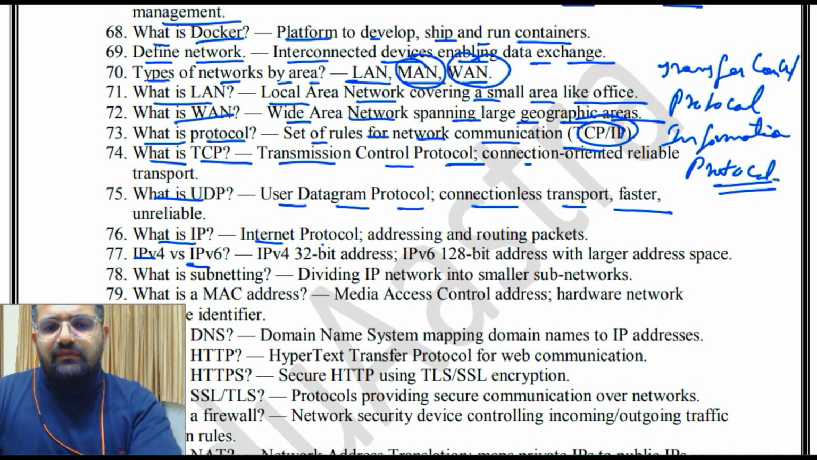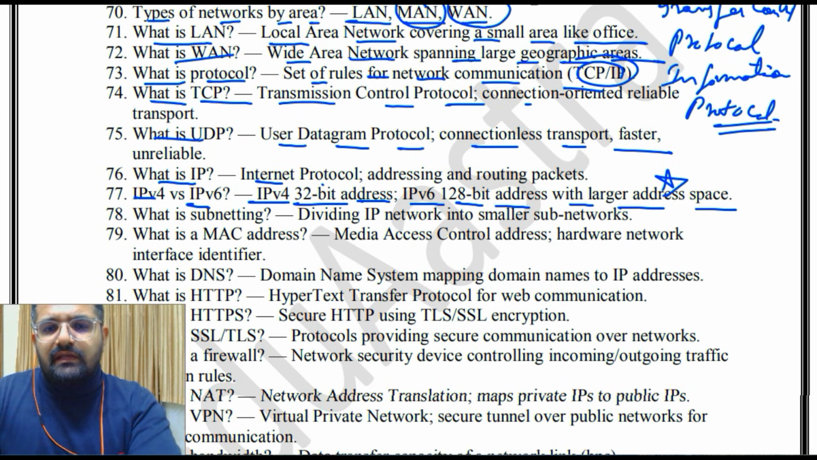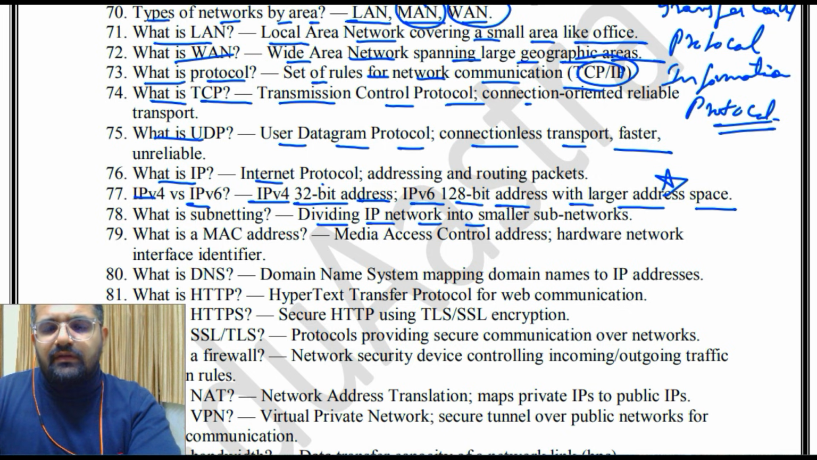IPv4 versus IPv6. What is IPv4? 32-bit address. IPv6, 128-bit address with larger address space. Very, very important. IPv4 is 32 bits, IPv6 is 128. What is subnetting? Dividing IP network into smaller subnetworks. So that is subnetting. What is a MAC address?